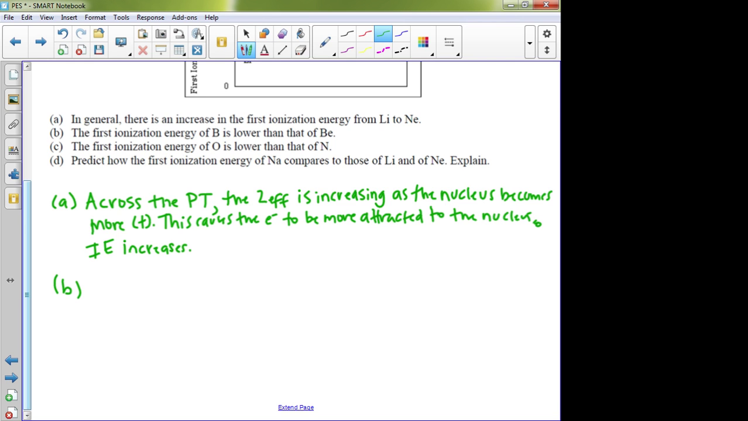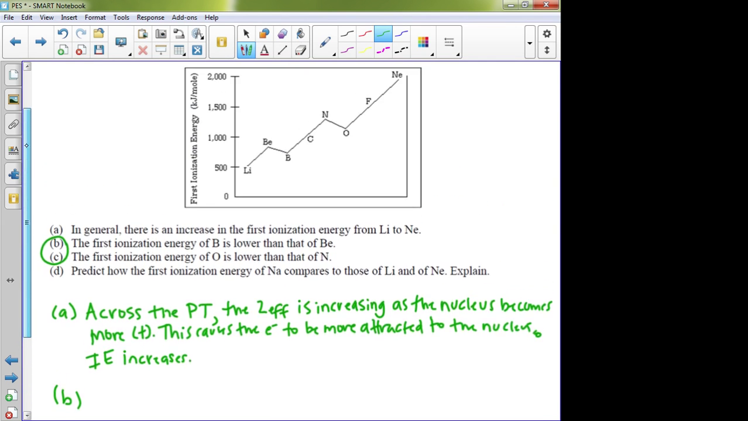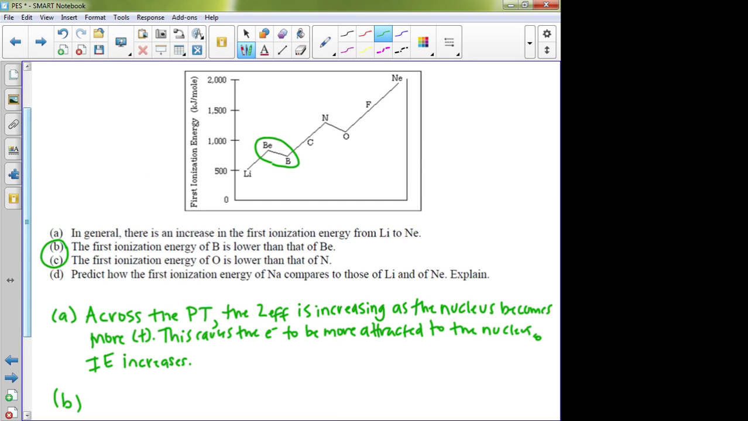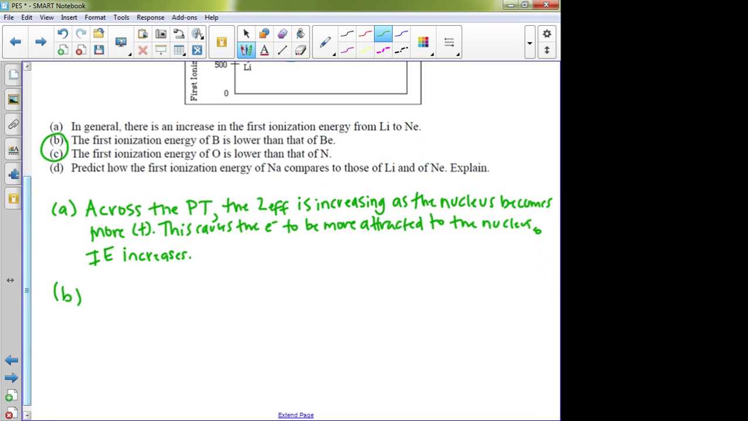Now, B and C are asking me to explain why it dropped between beryllium and boron and why it dropped between nitrogen and oxygen. So now they're asking me to explain the exceptions to the rule. Normally I told you on the AP exam, if they ask you for an exception, explain the general trend first. But we already just did that in A. So would I restate everything again? No. So in A, I explained the general trend. Now B, they want me to explain why the first ionization energy of boron is lower than the first ionization energy of beryllium.